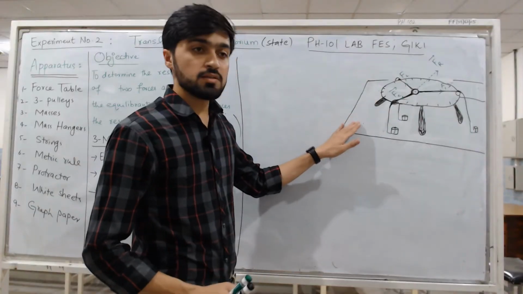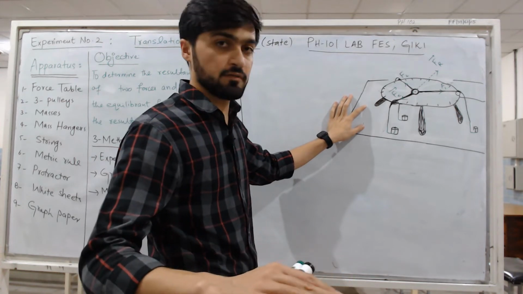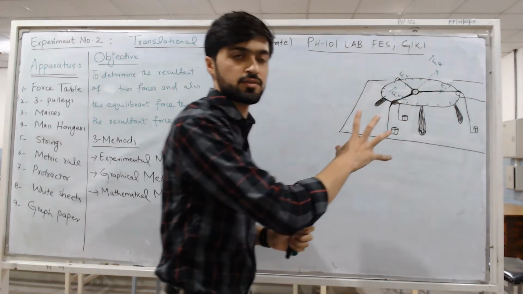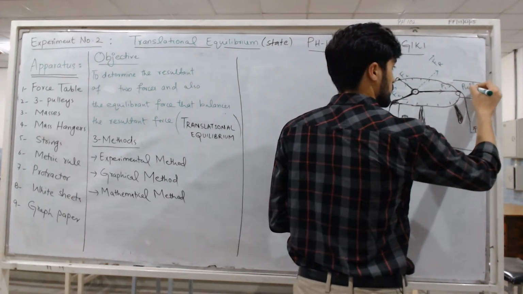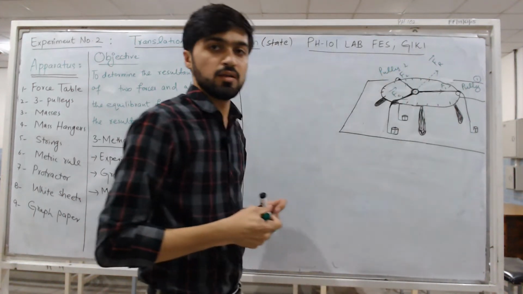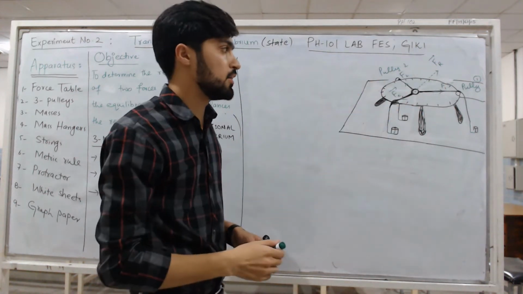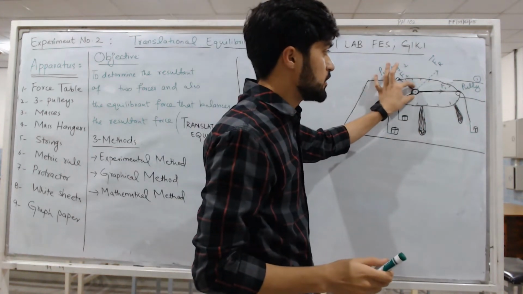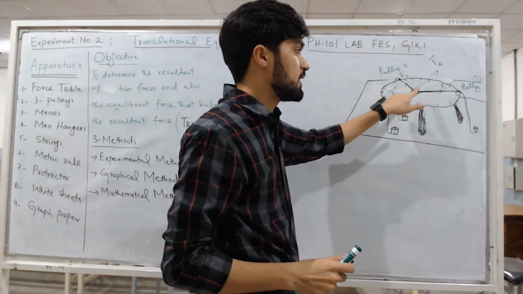This is a rough sketch of a force table resting on a table surface, just to help understand. This is pulley 1, and this is our second pulley. These are adjustable pulleys, so we can move them up and down and rotate them to place this plastic ring exactly at the center. If the ring is not exactly at the center, the system is not in equilibrium, so we have to keep it at the center.